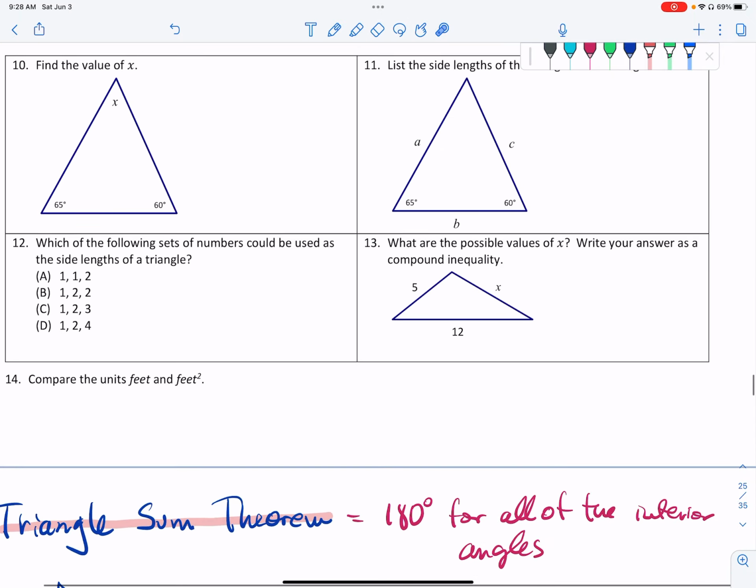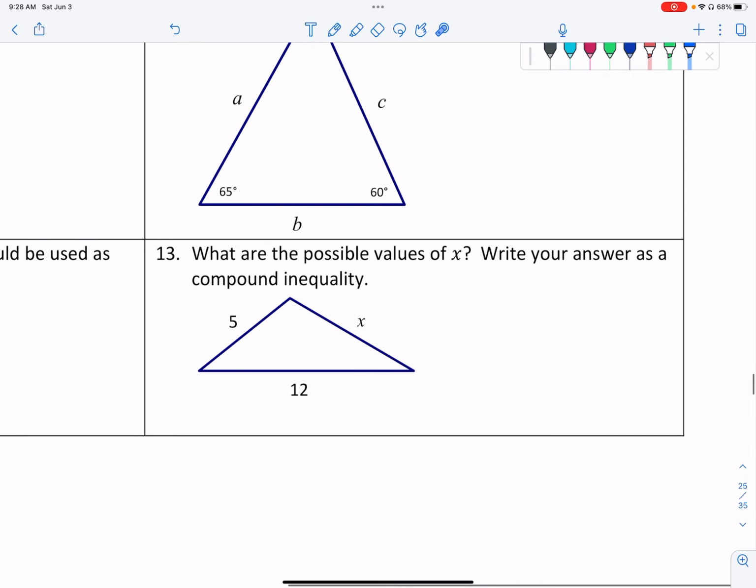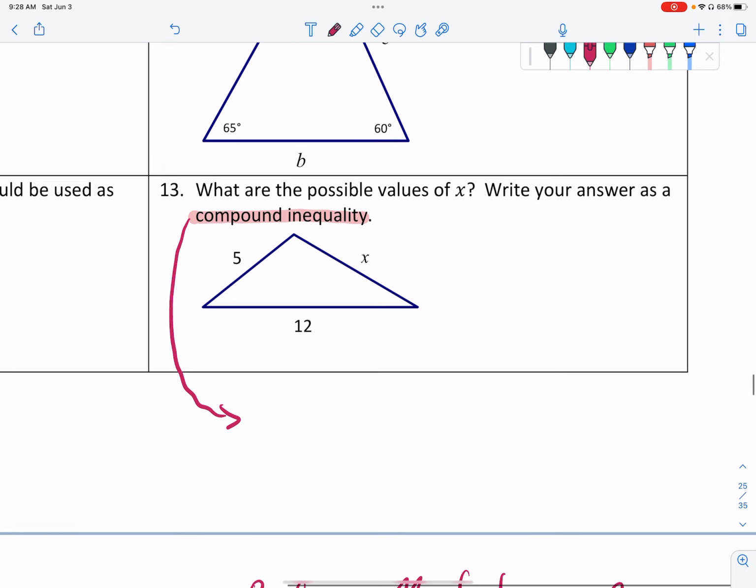That's exactly what question number 13 is about as well. So you're actually finding, hey, if two of these sides, 5 and 12, are side lengths of a triangle, what could this last side possibly be? And you're writing this thing as a compound inequality. So not to give you the answer here, but just to remind you what a compound inequality looks like, your answer is going to look like this.